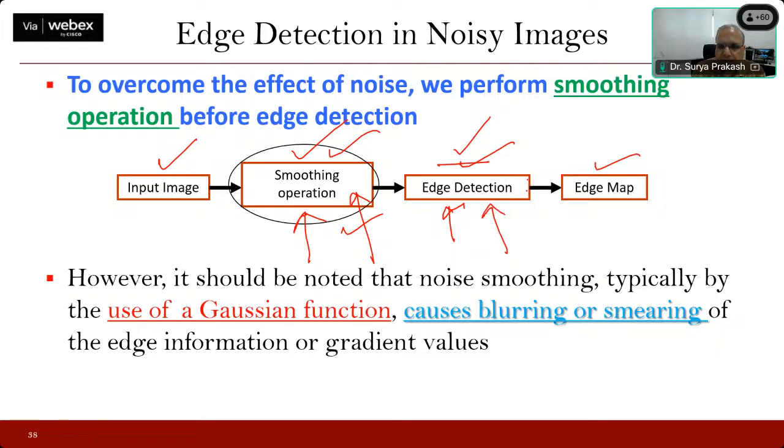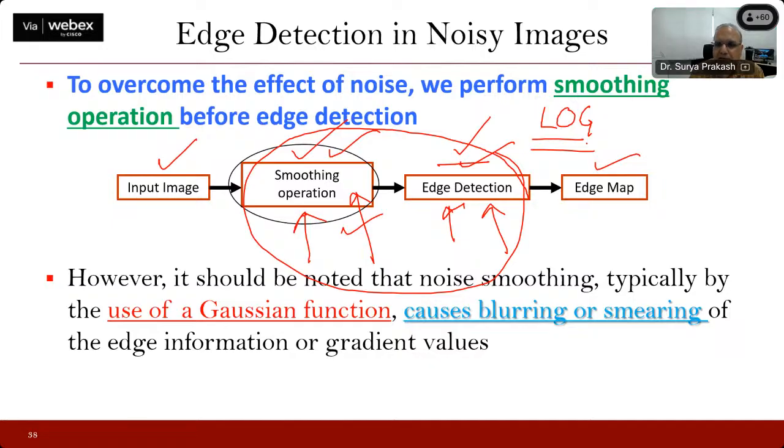To avoid that, there are many operators where we combine both of these things. For example, you might have heard about the LOG operator, which is Laplacian of Gaussian. It is a second derivative based operator, but it combines Gaussian with it. You're not first applying Gaussian and then Laplacian. It combines both, so we don't see the effect of blurring the edge and then computing the edges. That effect can be reduced by making a combined filter and applying that on the image.